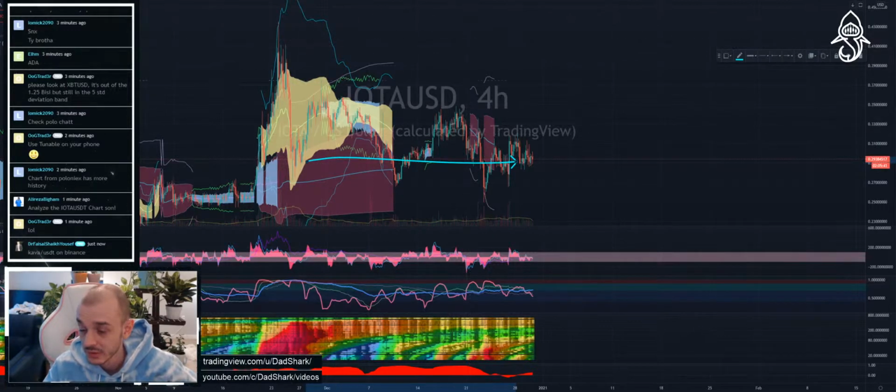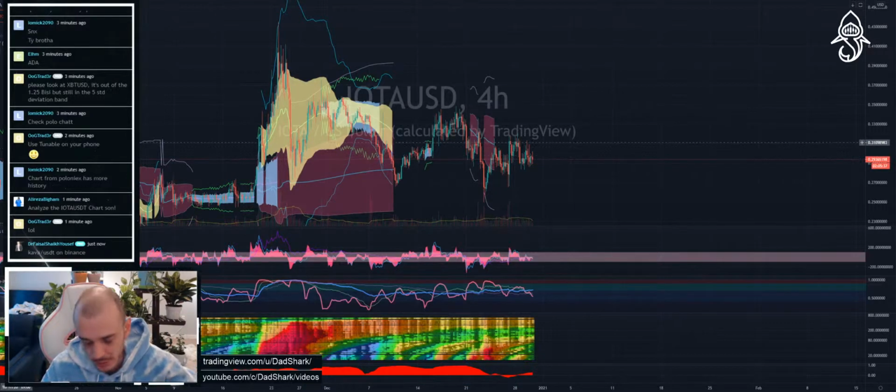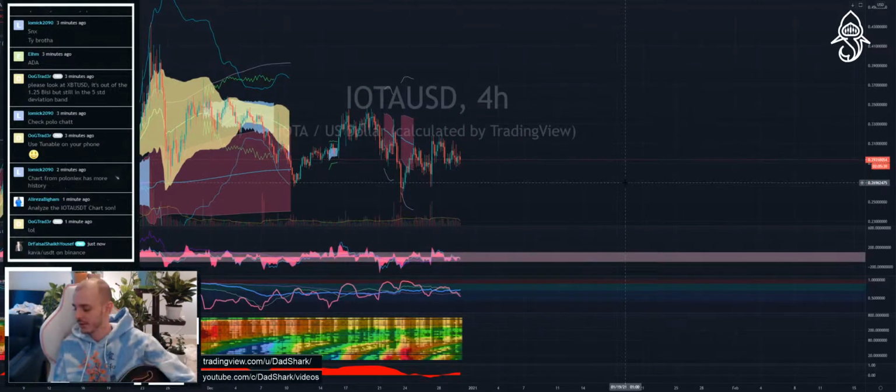Kava USDT. Does anyone drink Kava? It's a Pacific root. It's an anxiolytic. I think I pronounced that correctly.